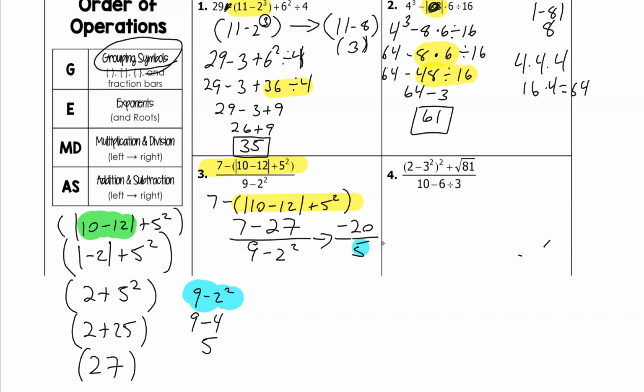So now that we've simplified this, where we have nothing going on in the numerator, or the top, and nothing going on in the denominator, or the bottom, we can just go ahead and divide negative 20 divided by 5. Well, a negative divided by a positive, different signs, always gets us negative, right? And 20 divided by 5 is 4. So that gets us our answer of 4.